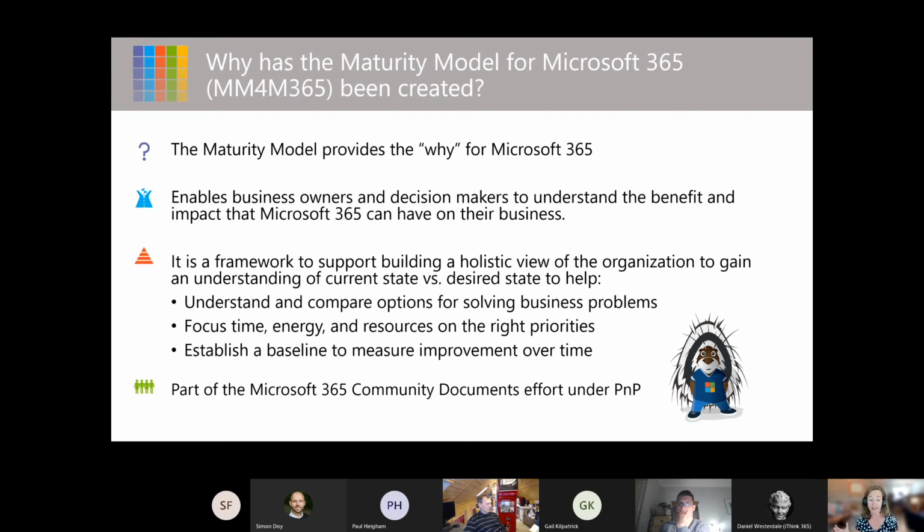Now, technically speaking, this Microsoft 365 maturity model lives under Microsoft 365 Community Docs, which is an effort under the Patterns and Practices team. So this is all part of this larger Sharing is Caring initiative. So it's a lot of community input. And again, at the end, I'll be talking more about how you can get involved, but we'd love to have you there with us.